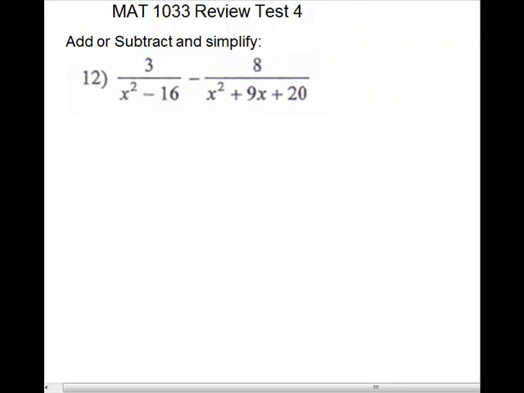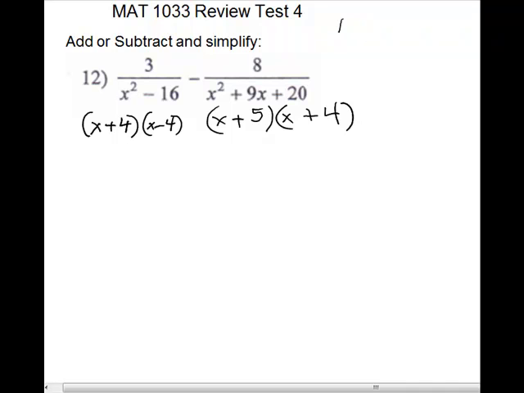Problem number 12, we're going to subtract fractions. We're actually going to have to factor these denominators before we can figure out the common denominator. Our first denominator is difference of squares. So x plus 4, x minus 4. The second denominator is a trinomial, 2 sets of parentheses, like signs both plus. And 5 times 4 will multiply to give 20 and combine to give a 9.